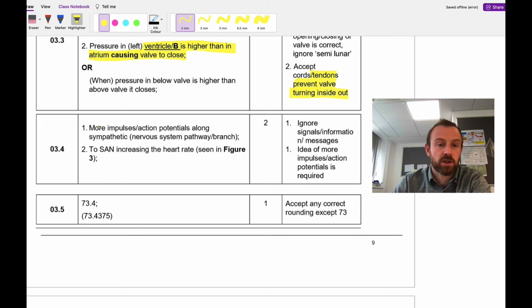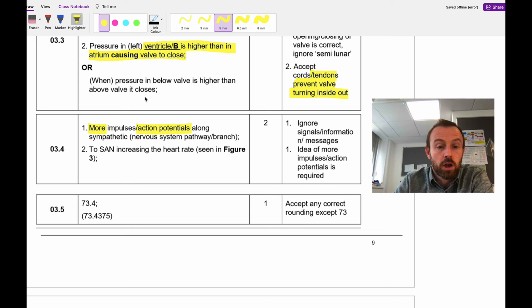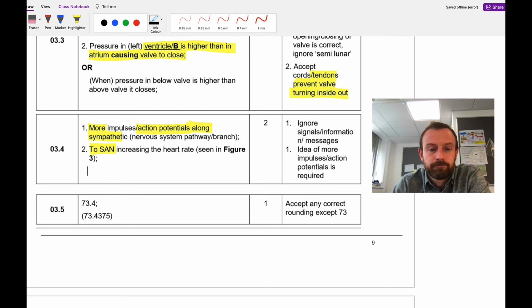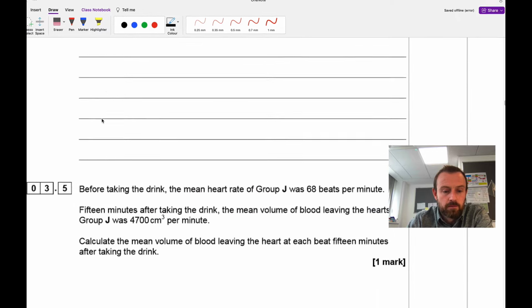Okay, so more action potentials. I'll probably say action potentials rather than impulses. Electrical impulses is slightly better, but more action potentials along the sympathetic nervous system to the SAN, thus increasing the heart rate. Yeah, you have to have the idea of more frequent action potentials. Okay, let's keep going.